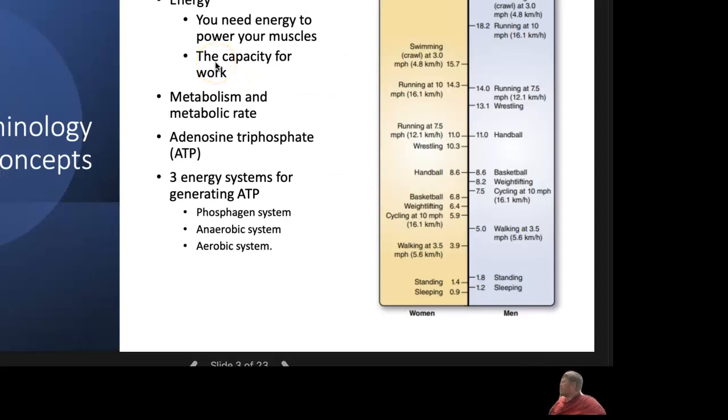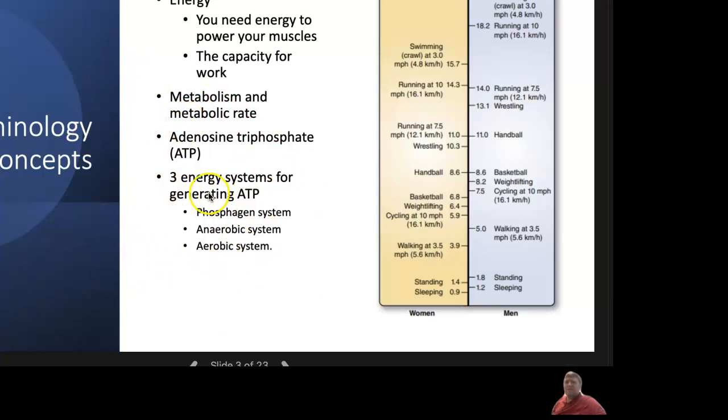All right, so energy is the things you need to power your muscle and the capacity to do work. Your metabolism and metabolic rate. When you're younger, you have a much higher metabolism and a much bigger metabolic rate. ATP is the main energy source.